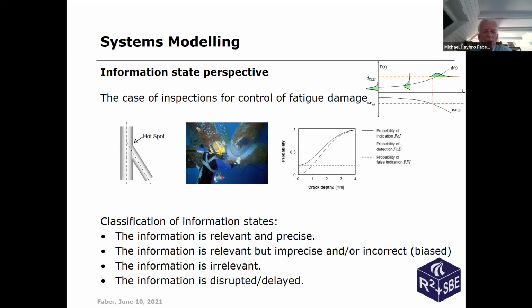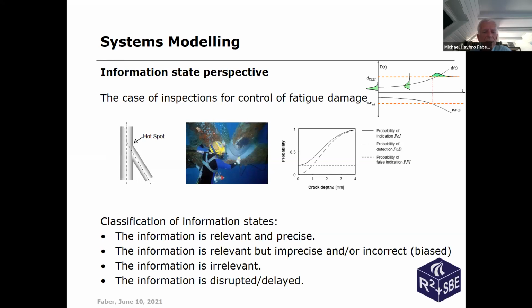The information could also be relevant but imprecise, and this is what we normally do, and this is what the focus is on in our field. Or it could be biased as well, incorrect, I denote that. And biases are generally not accounted for in inspection and monitoring supported risk assessments for the purpose of optimizing maintenance strategies.